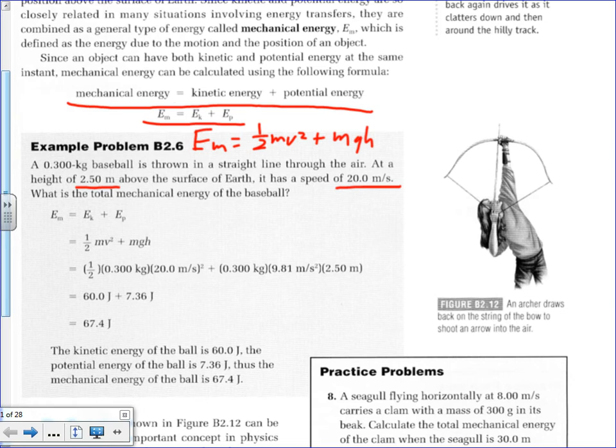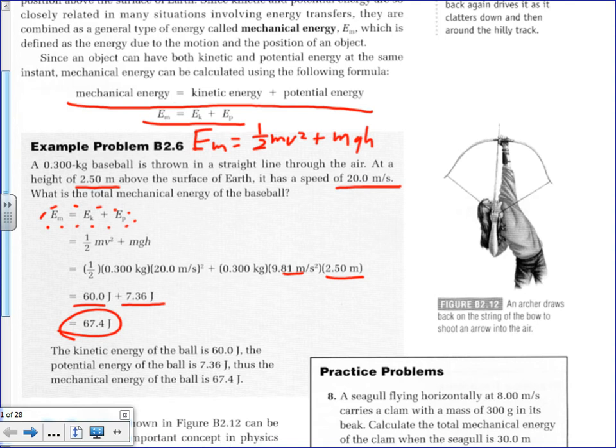All right, so if I want to find the total mechanical energy of the baseball, I start out with this. Mechanical energy is potential plus kinetic. Plug in those formulas and plug in my numbers. So 1/2 times the mass of the baseball times the speed of the baseball squared. Add that to mass of the baseball times acceleration due to gravity times the height of the baseball. Now I have the potential and the kinetic energy of the baseball. When I add those together, I have 60 joules plus 7.36 joules, and that gives me 67.4 joules.